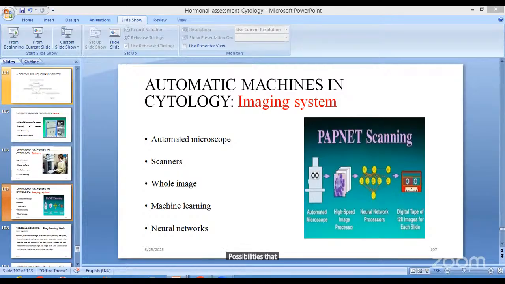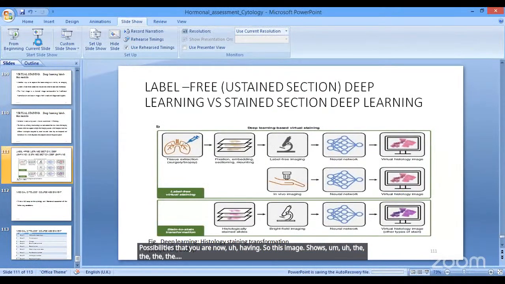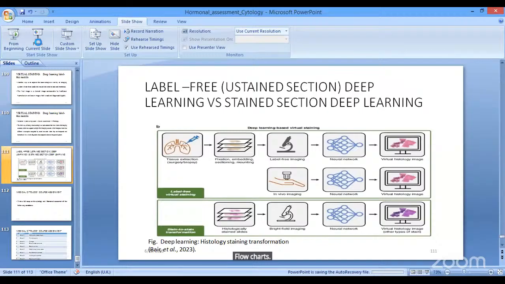So this image shows the flow chart for deep learning, for imaging system and enhancement of process of automation. You are going to see the image now.